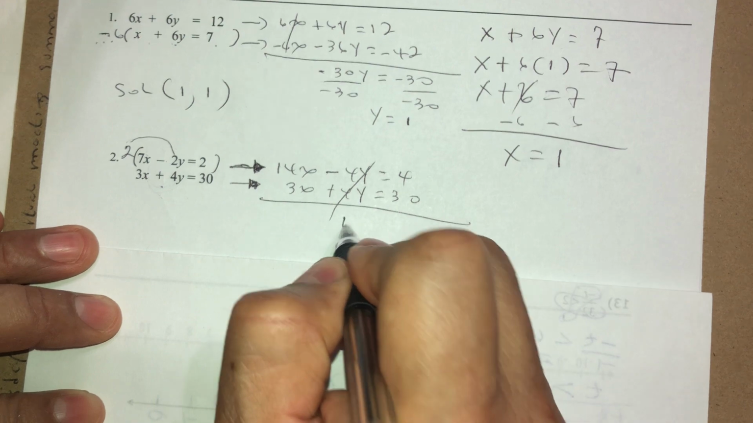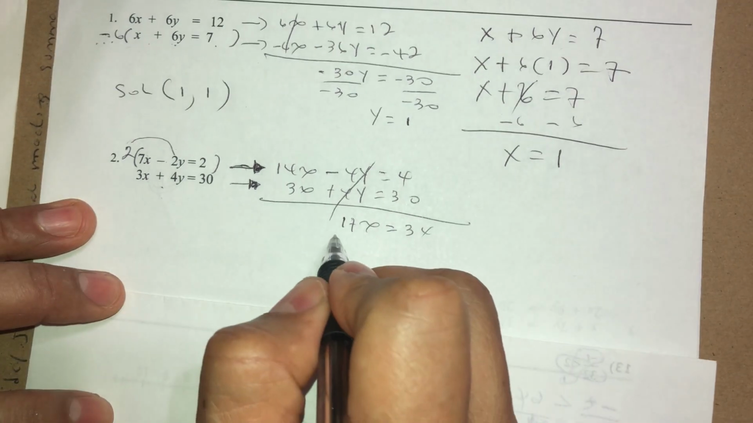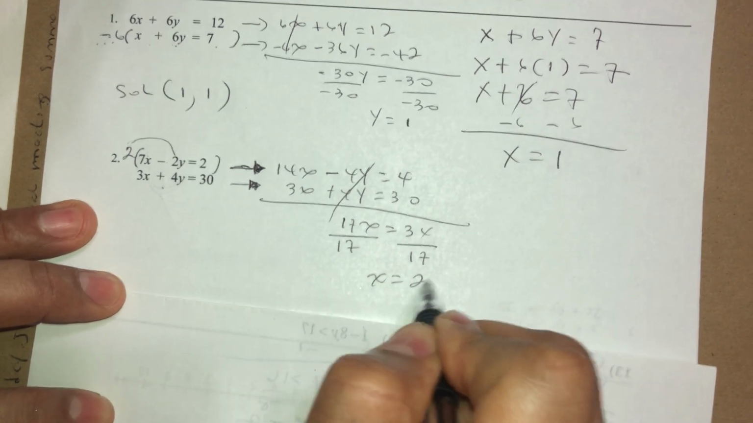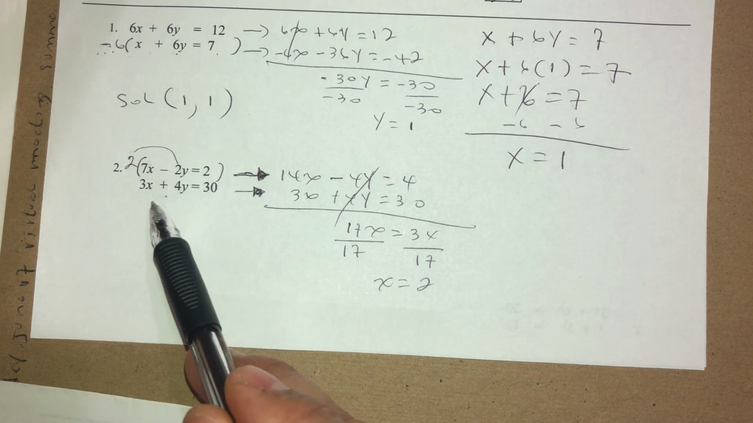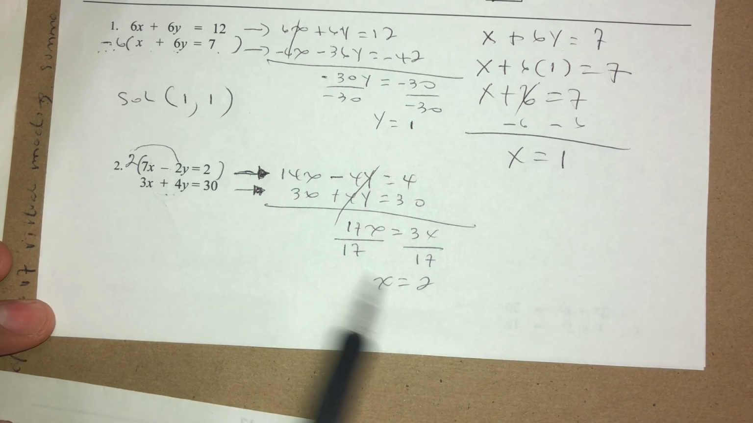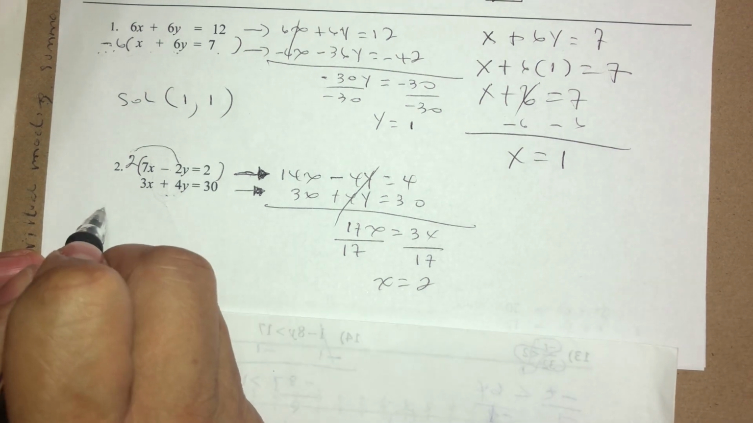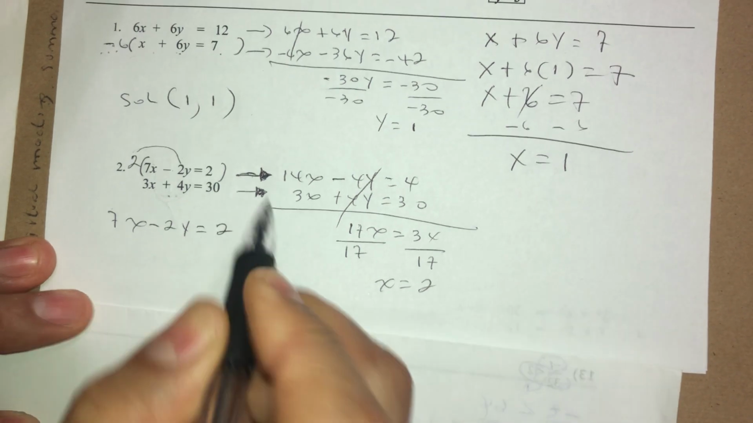If I add the x's, I have 17x, and if I add these two, I get 34. Now, if I divide by 17, x equals 2. So now that I found my x, I have to find y, right? So I'm going to pick either one of these two and substitute the x for 2 so I can find y. So let's pick the first one, okay? Let's pick 7x minus 2y equals 2.